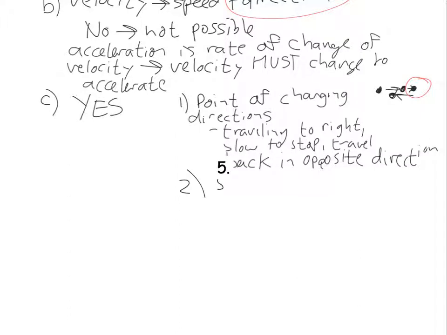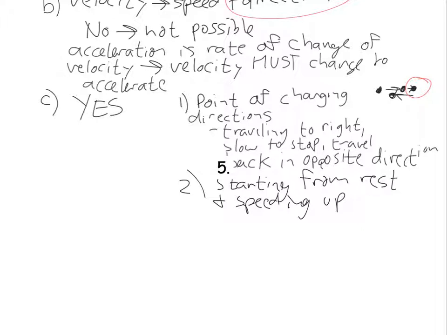Okay. The other situation that we could do, and this one's maybe a little bit trickier to understand, but really anytime an object is initially at rest and it begins speeding up, we're going to have an instant where we have zero velocity, but we still have an acceleration.